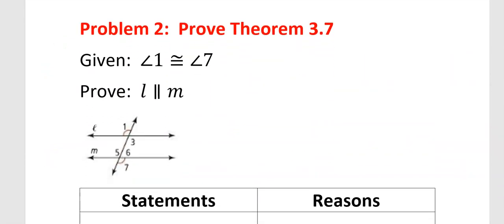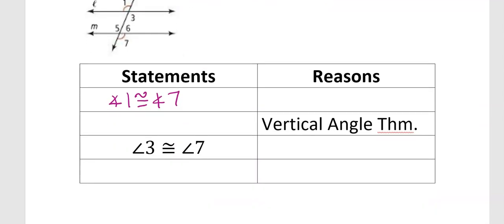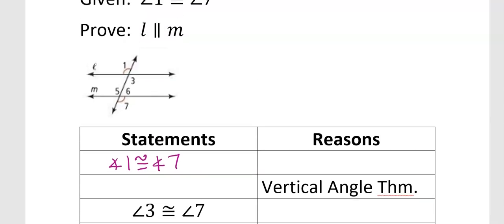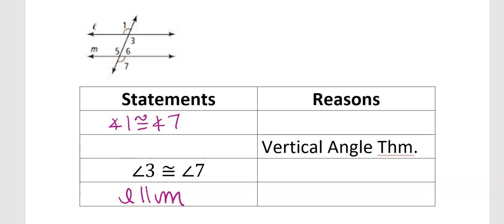Okay, here we have another one, prove theorem 3.7. Angle 1 is congruent to angle 7. I'm going to put that in right away. Prove L parallel to M. I'll put that in right away, and then we'll fill in the steps. So I'll give you guys a minute to copy the given, the prove, the picture, and then you might want to fill in the partial proof as well. So step number 1, the reason would be given.